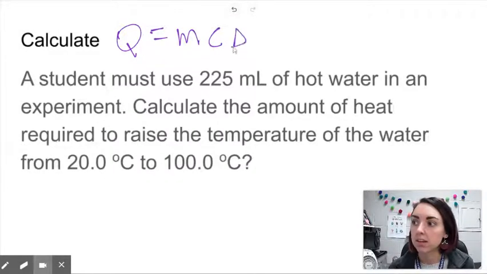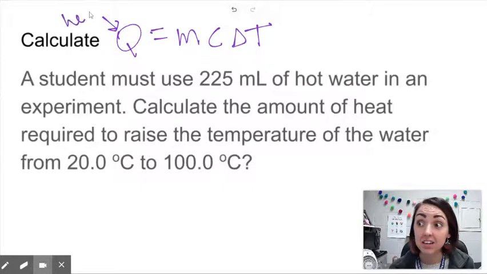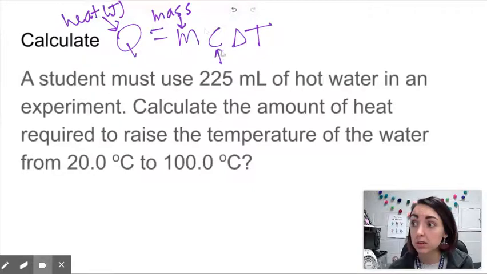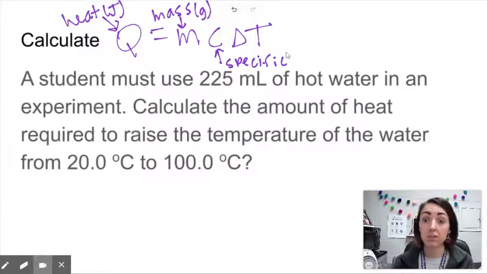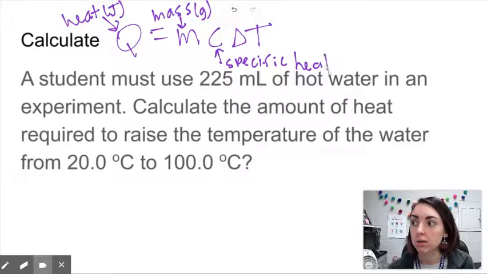mc delta T. So remember, Q is heat in joules, m is mass, mass is in grams. C is your specific heat value. Remember, that is specific for different materials, and unless that's what you're solving for, you will be given that. Mostly we are looking at water, so we're typically going to use the water values.